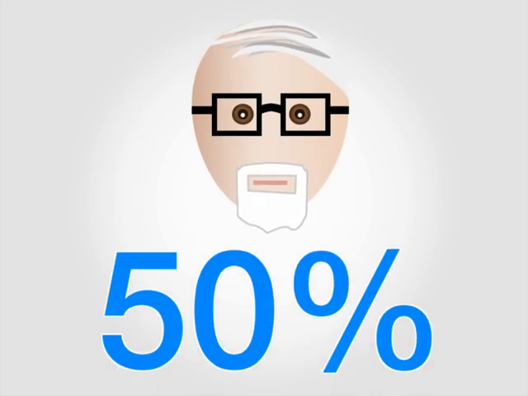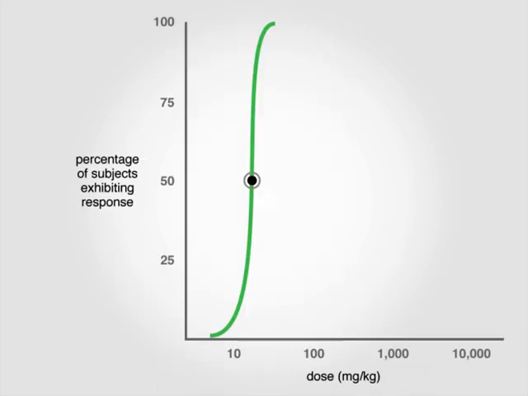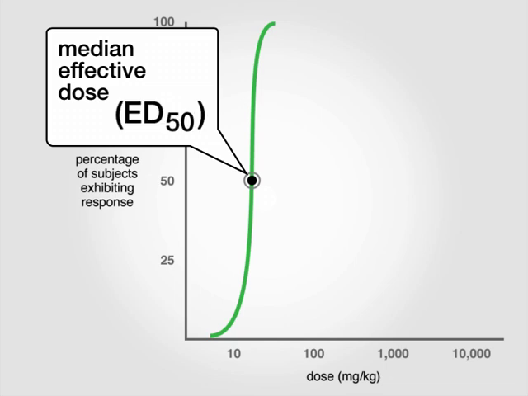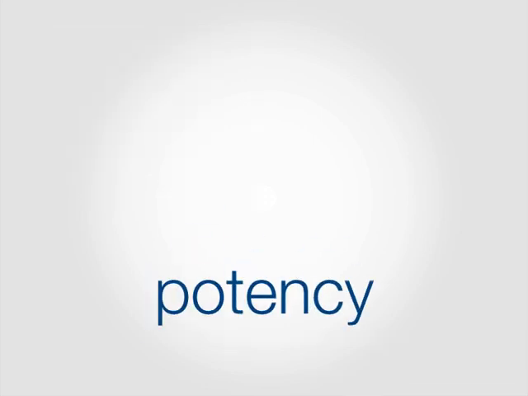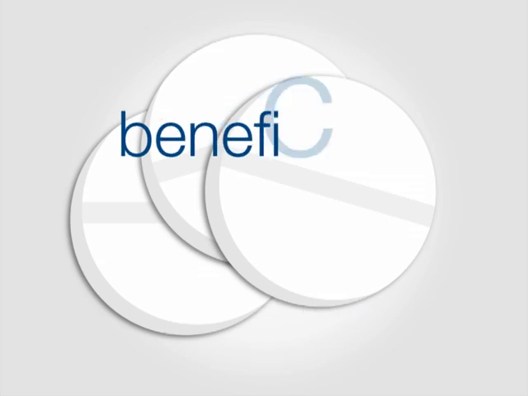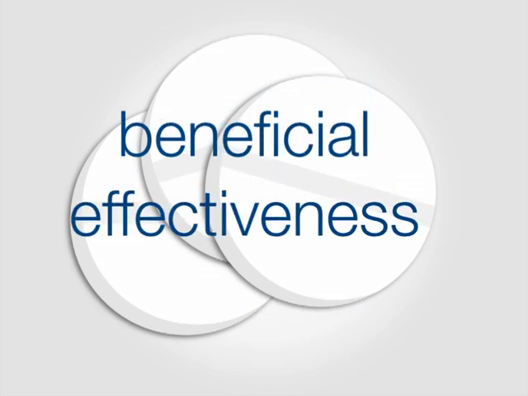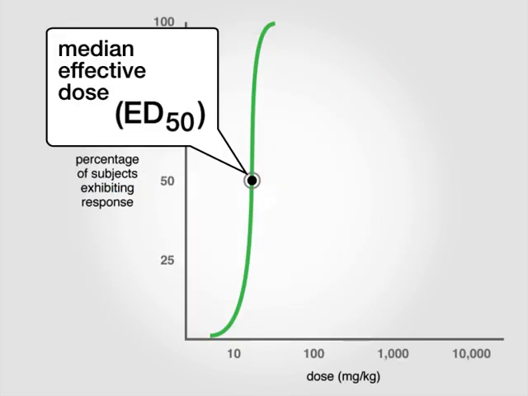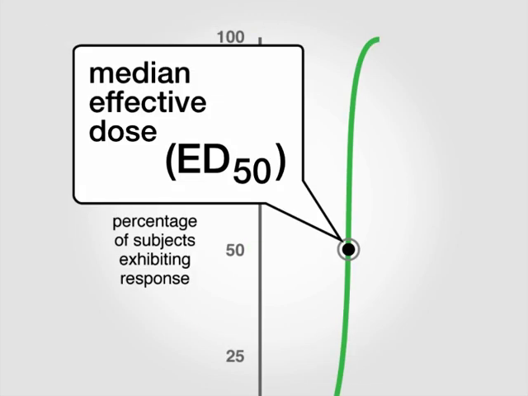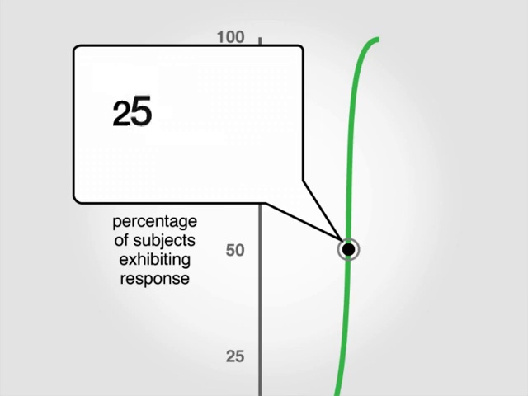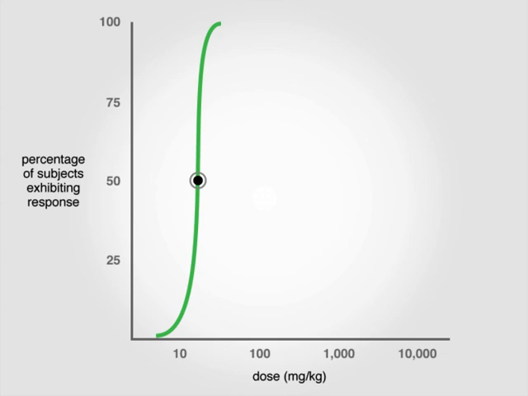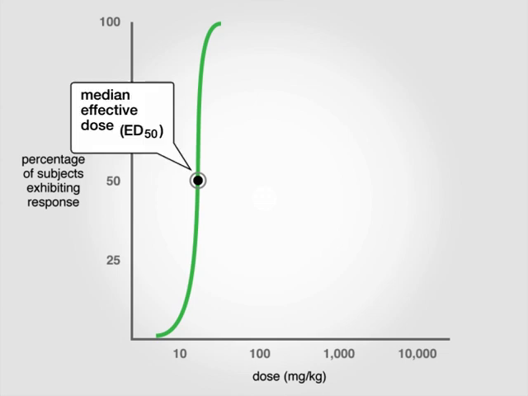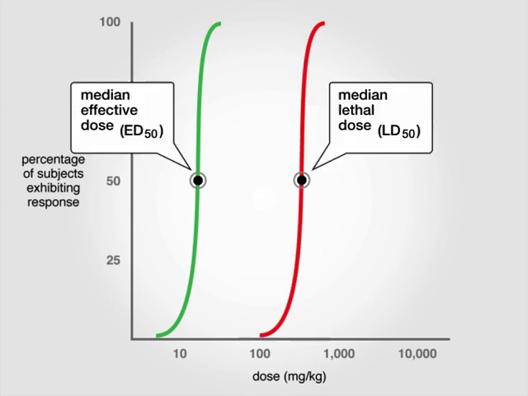The dose that is effective in 50% of the test subjects is referred to as the median effective dose, or ED50. Potency is the word pharmacologists use to mean the beneficial effectiveness of a drug. ED50 is a very common measure of potency used to evaluate drugs, again calculated by measuring a dose-response curve. The median effective dose for aspirin is about 25 milligrams per kilogram of body weight. Obviously, it's a good thing that the median effective dose is much lower than the median lethal dose for aspirin.